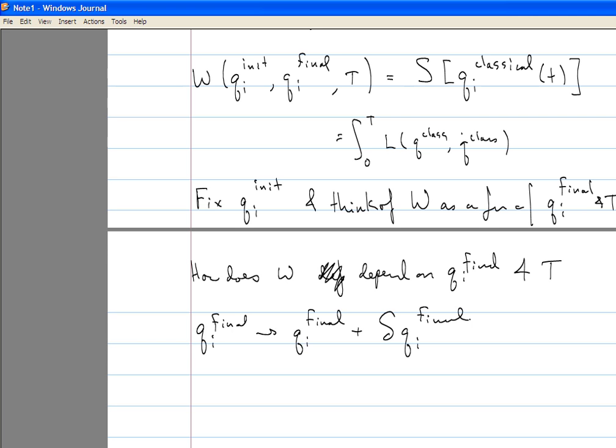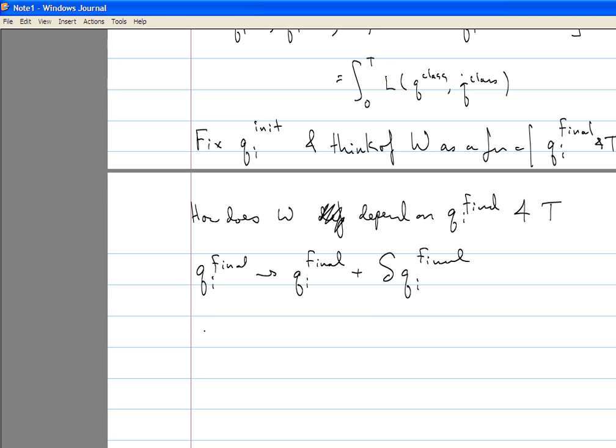Then how does the action change? Well, if we change Q final, then the classical path that connects Q final to Q initial will change. And how does the action change under that classical path? Well, you've done this calculation many times, so I don't even need to redo the derivation for you.